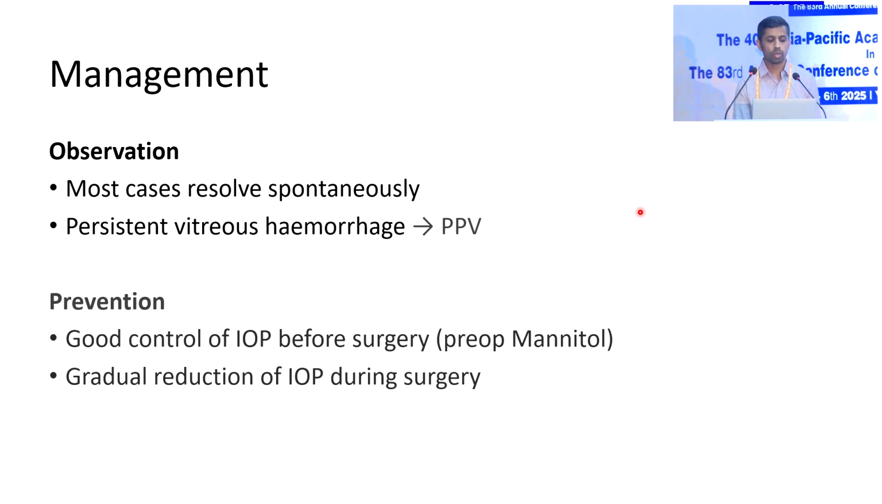Most cases resolve spontaneously and nothing needs to be done. Persistent vitreous hemorrhage requires pars plana vitrectomy. How to prevent this complication? We have to achieve a good control of IOP before surgery by giving patients preoperative mannitol. And intraoperatively, the IOP has to be reduced gradually.